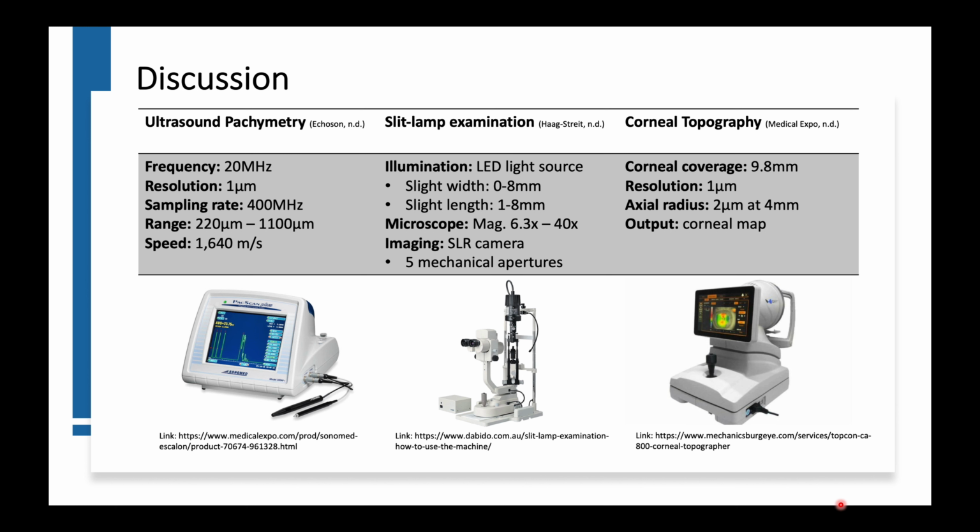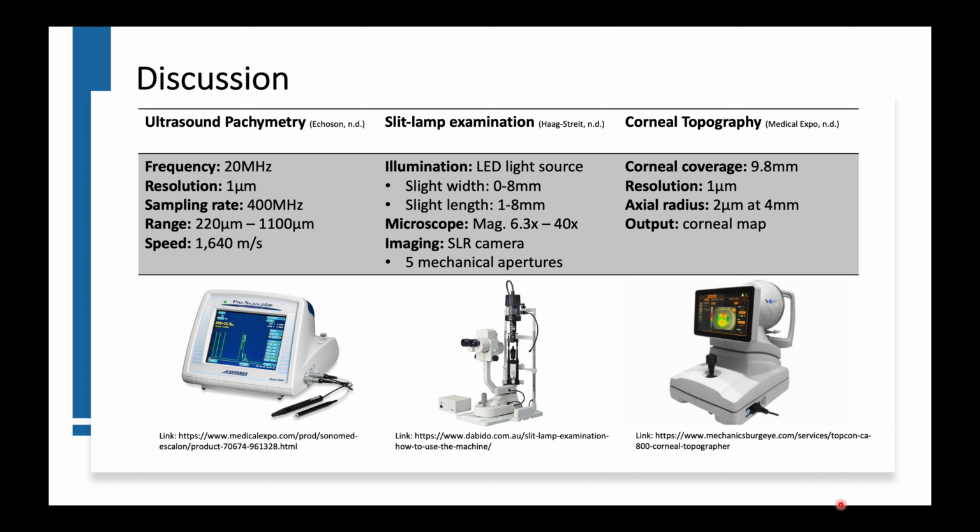The means of illumination is an LED light source with slit width and length between 0 to 8 mm and 1 to 8 mm. The microscope can provide magnifications of 6.3 to 40 times larger. Imaging is done with an SLR camera, and there are 5 mechanical apertures.